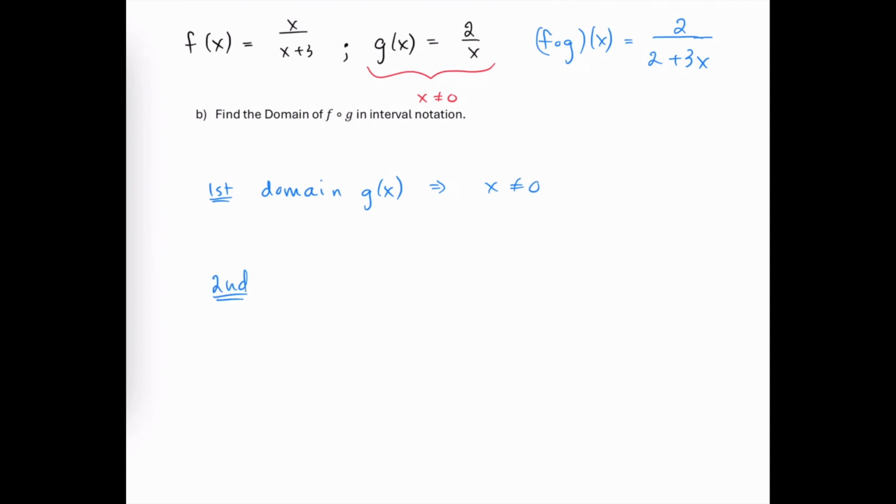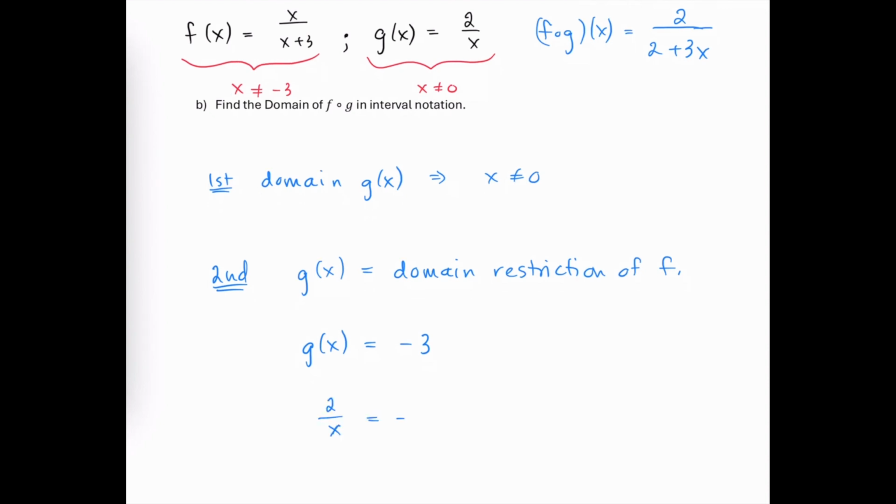Now the second part is the tricky part. In the second step, we want to set the g of x function equal to the domain restriction of f. The outside function is f, and we see that f cannot have an input of -3. So we want to figure out who is the element that passes through g to become the -3 that's not allowed as an input for the f function. And that would have to also be left out. So we take our g function, which is 2 over x, and we say which x value causes that output to be -3. Now solve for x.